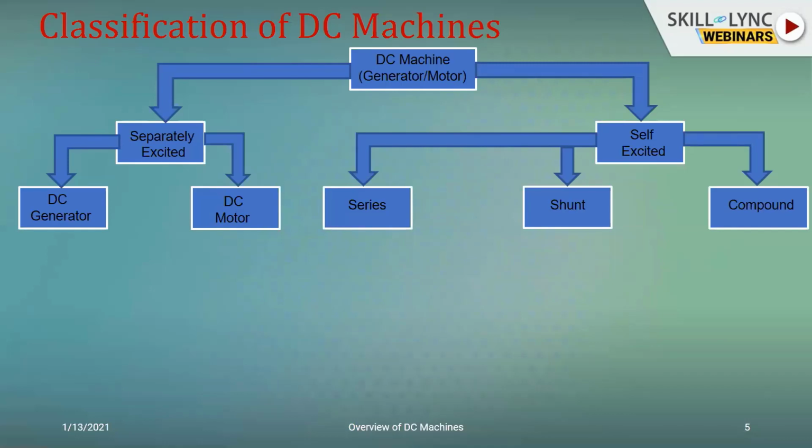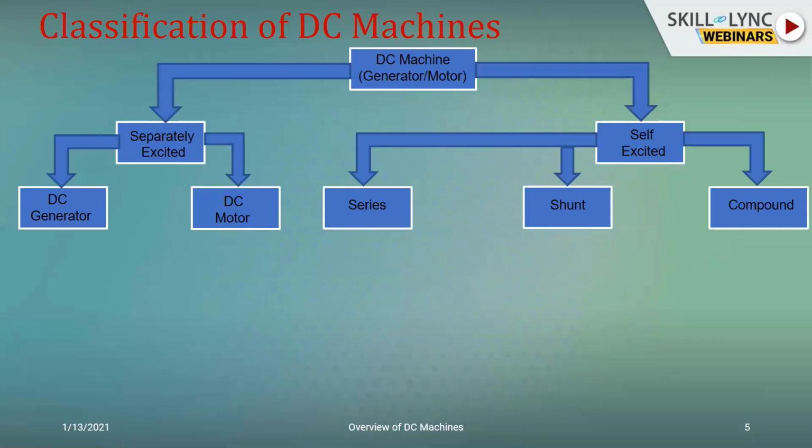And in a compound DC machine, you would have both the series excited winding as well as the shunt excited winding. Accordingly, you can talk of it as a cumulative compound DC machine or a differentially compounded DC machine. It depends on how the fluxes are arranged. Are they aiding each other or opposing each other?